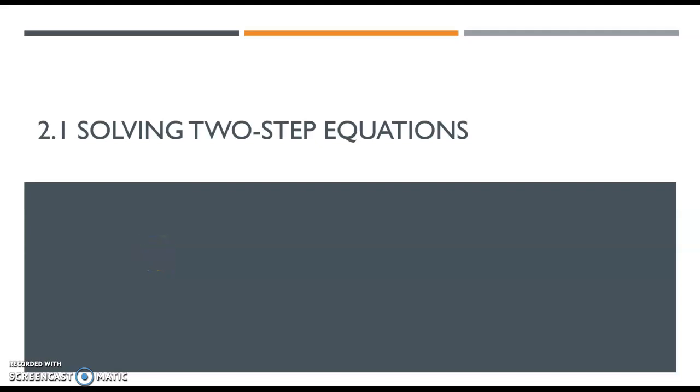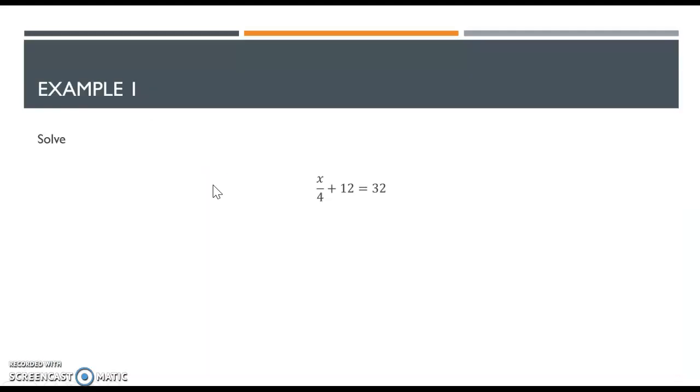Welcome back. So we're starting on solving two-step equations, which is basically just taking the one-step equations and combining them. So our goal is to get the variable by itself. And in order to do that, I've got to do inverse operations. And inverse, because we didn't really talk about this in the last one, inverse operations are the opposite operation.